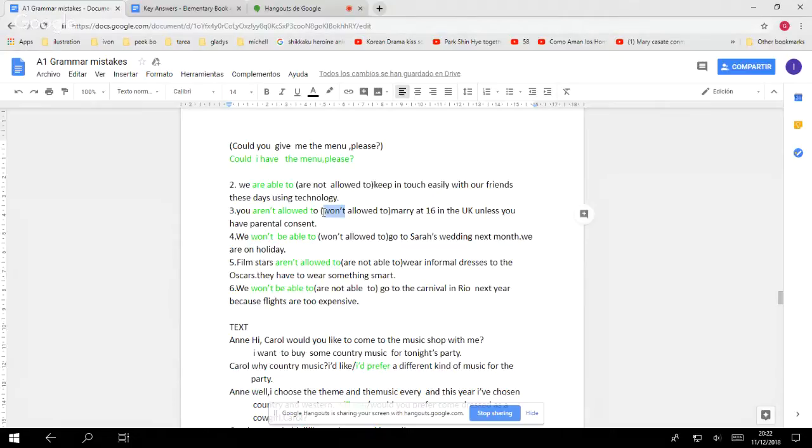Not exactly, because that is only a verb. But in this case, how do you say this? But when you use won't, it's a negative future.